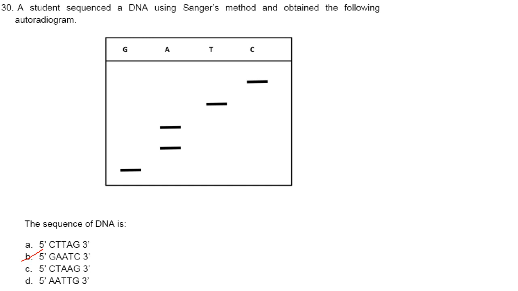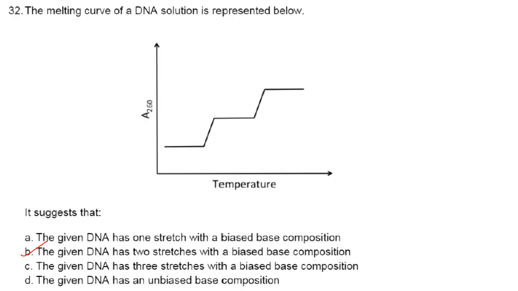Then a student sequenced a DNA using Sanger's method and obtained the following autoradiogram. The sequence of the DNA: the smallest band will be the 5' end. So G will be the 5' end. Then you have got A, then again an A, then T and C. So GAATC. Answer will be option B, that is 5' GAATC 3'.